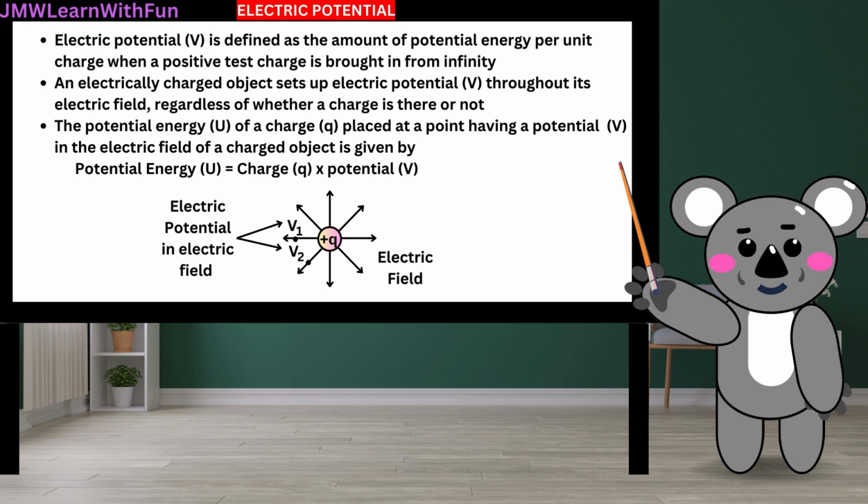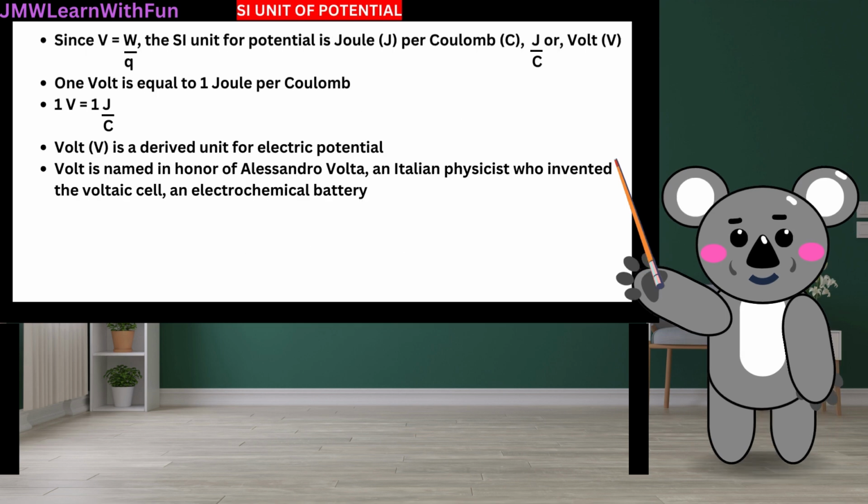An electrically charged object sets up electric potential, V, throughout its electric field, regardless of whether a charge is there or not. The potential energy, U, of a charge, Q, placed at a point having a potential, V, in the electric field of a charged object is given by potential energy U equal to charge Q multiplied by potential V. The figure shows the electric field of an electric charge of plus Q, and the electric potential in the electric field.